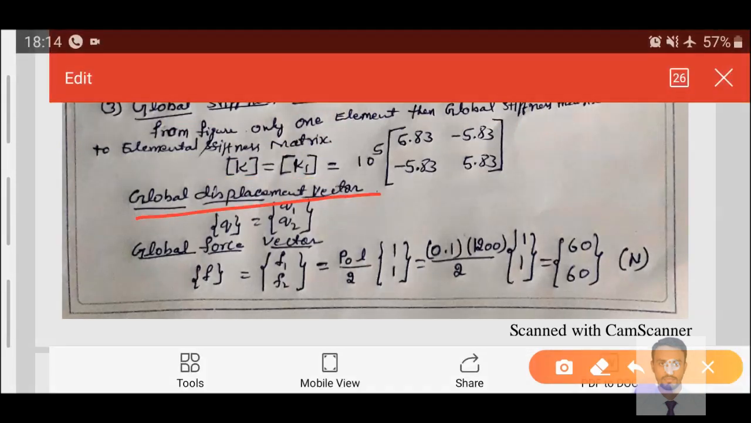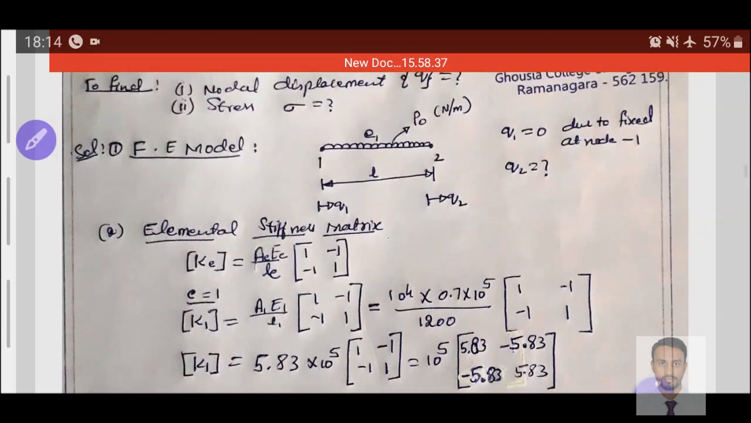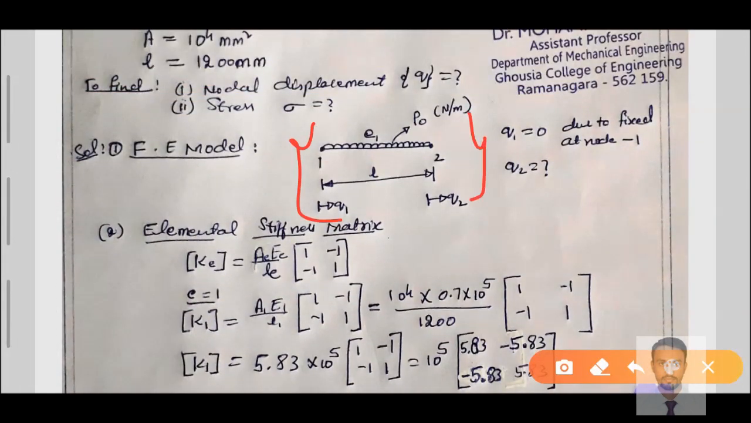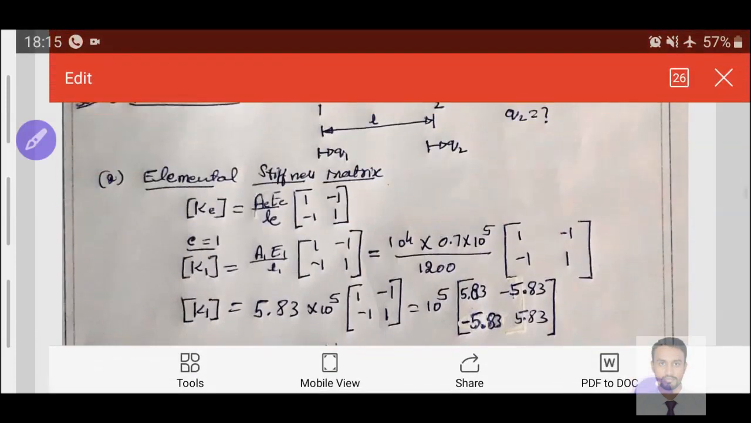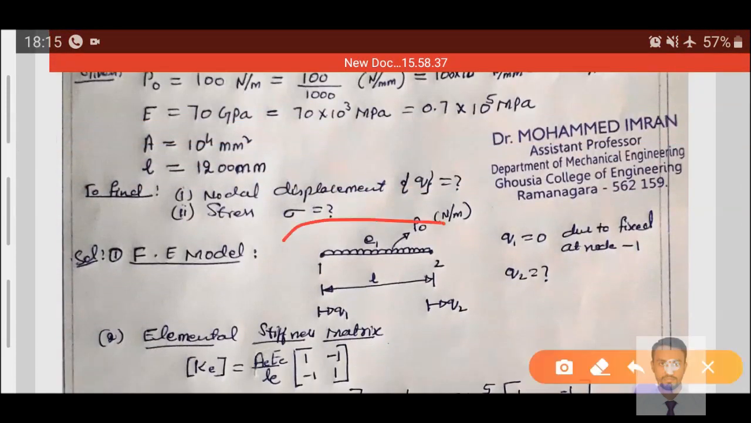After the global stiffness matrix, the global displacement vector: we found that Q equals Q1 Q2. We have the given element in terms of the FE model. At node number 1 Q1, at node number 2 Q2. Each node has 1 degree of freedom. Then the global force vector at node number 1 is F1, at node number 2 is F2. Force has been applied here as a distributed load.